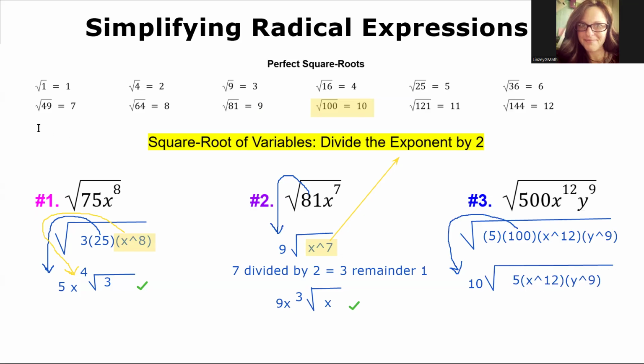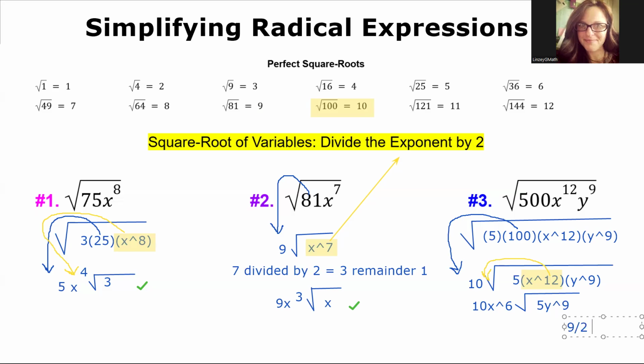To take the square root of a variable, we'll divide the exponent by 2. So we can take the square root of x to the 12th out from under the radical, and we'll get x to the 6th power. And we still have our square root of 5, y to the 9th. Now let's take a look at the square root of y to the 9th power.